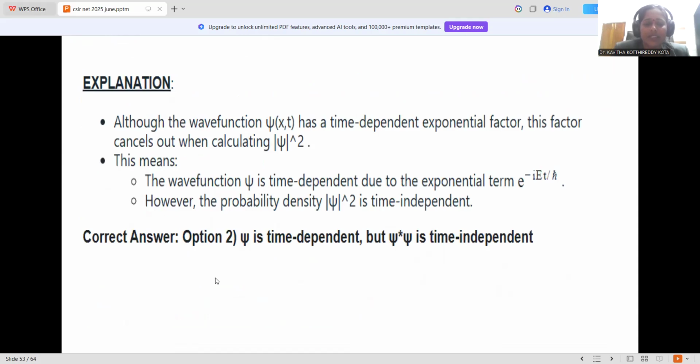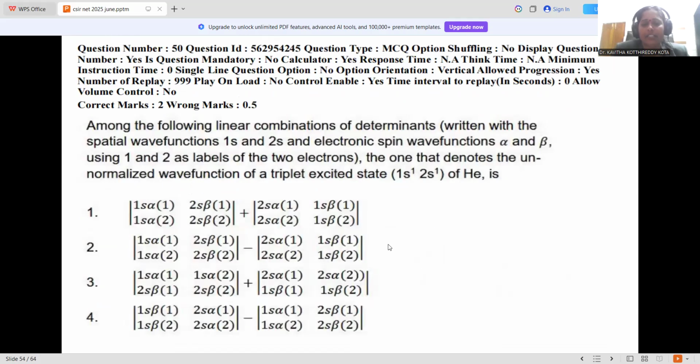Option number 2 will be the correct answer. Again, it is a part of another question. Question number 50 is a part of physical chemistry. Once again, among the following linear combinations of determinants written with the spatial wave functions 1s and 2s, electronic spin wave functions alpha and beta, and 1 and 2 labels of the two electrons, the one that denotes the unnormalized wave function of the triplet excited state 1s1 2s1 of helium is.